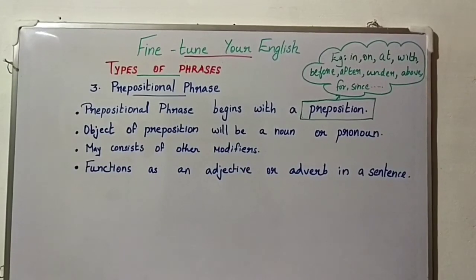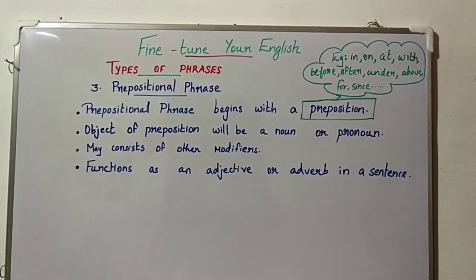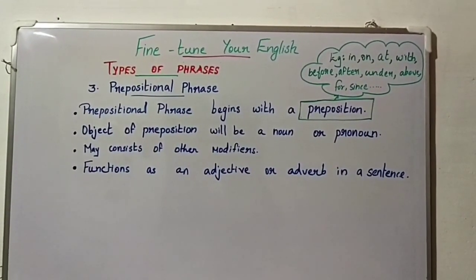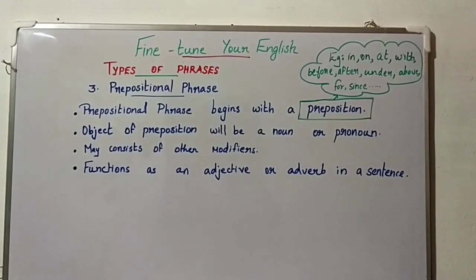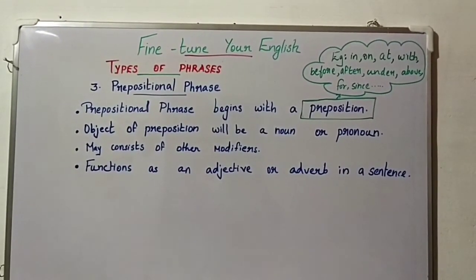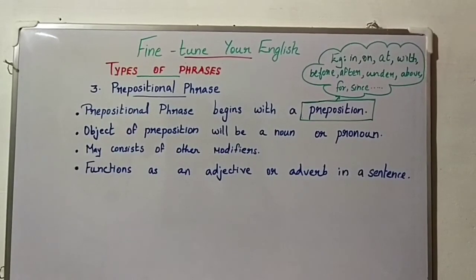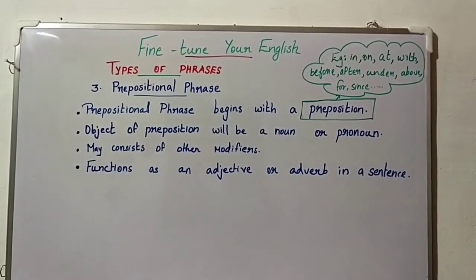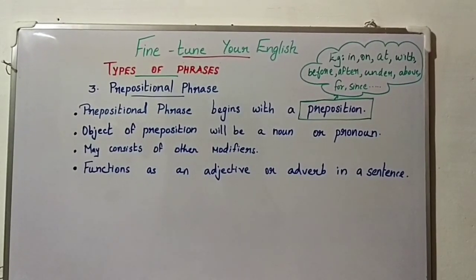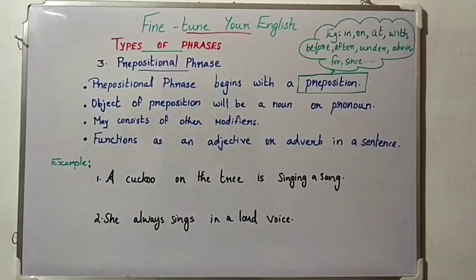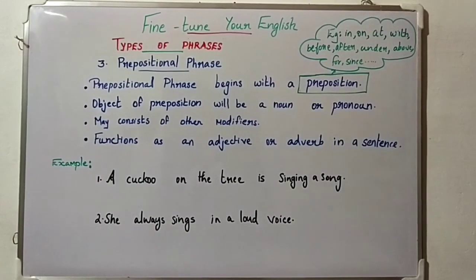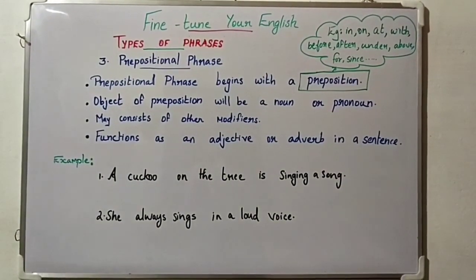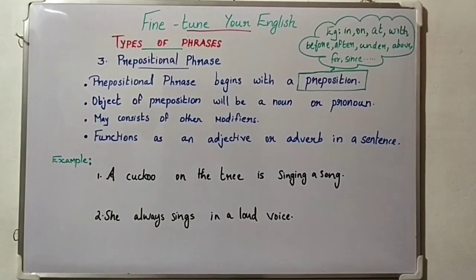In, on, at, with, before, after, under, above, for, since, etc. Some more prepositions are there. Then the object of a preposition will be a noun or pronoun. Then it may consist of some more modifiers. It functions as an adjective or an adverb in a sentence. See the examples given below.